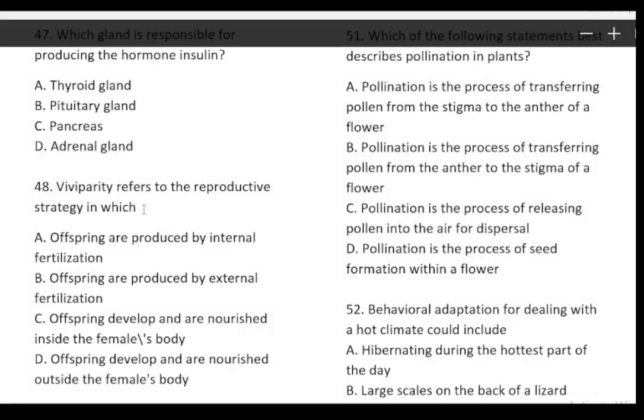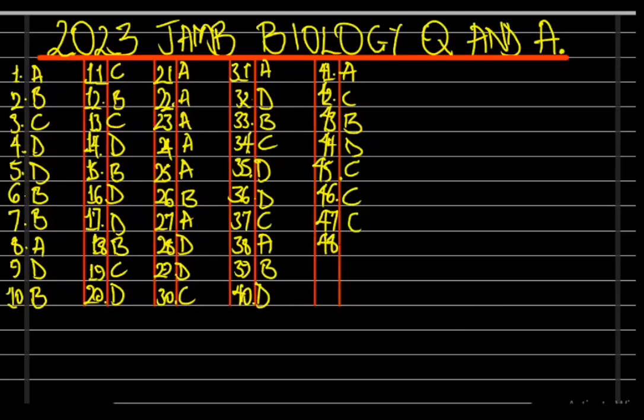So viviparity refers to the reproductive strategy in which offspring develop and are nourished inside the body. This system is referred to as internal fertilization. And then there's provision of nutrients to the developing embryo within the mother's reproductive system. So that is what viviparity talks about. So the answer to that question is option C.